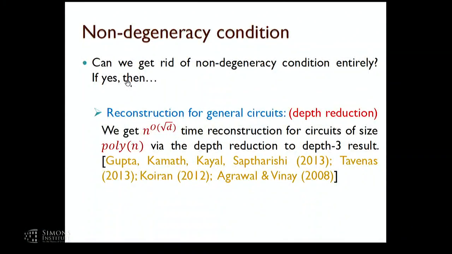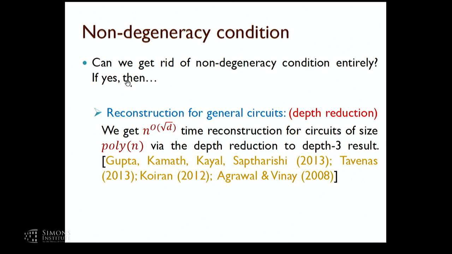Right. The second consequence is that this will also imply reconstruction for general circuits, and that's because of depth reduction results by several people, starting from Agrawal, Vinay, and Koiran, Tavenas, Gupta, Kamath, Kayal, Saptharishi.